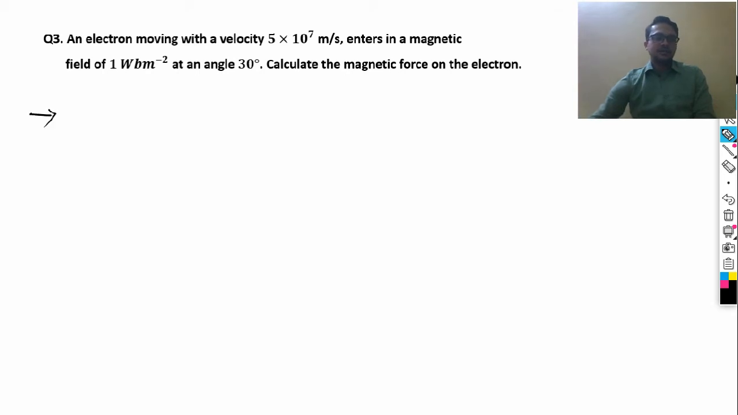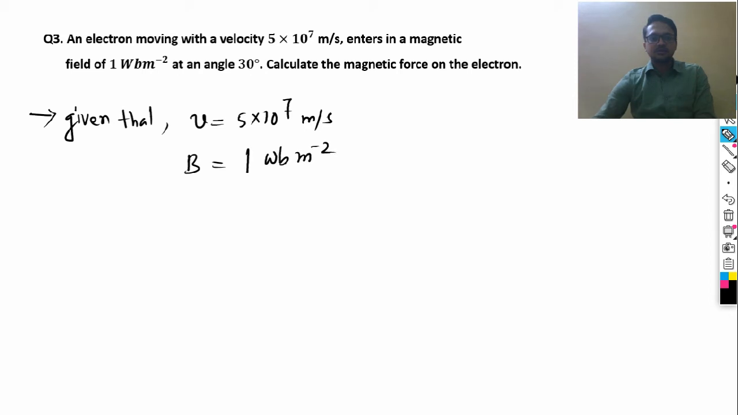As I always tell, first of all, write whatever is given in the question. That means, write Given that. What is given? Moving with velocity, so v is given, 5 × 10⁷ meter per second. Enters in a magnetic field, B is given, 1 Weber meter minus 2. Always keep in mind all the units will be SI units, and theta equal to 30 degree. So all are in SI units, no need to change any quantity.